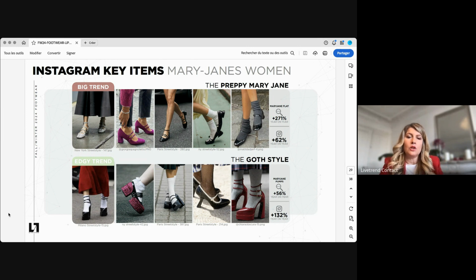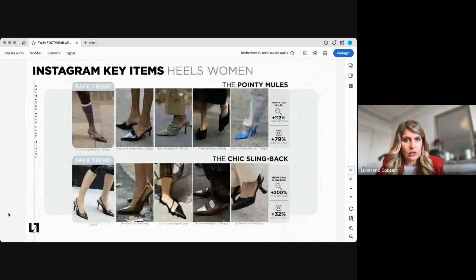And the goth style here is more considered an edgy trend, but it has, of course, big visibility on Instagram. So it is the typical product to test, to do in very small quantity, but to have in your assortment just to show that you are on the trends. It's not just about platform, because you can also have different heights of the shoes, but it's really about this gothic inspiration.